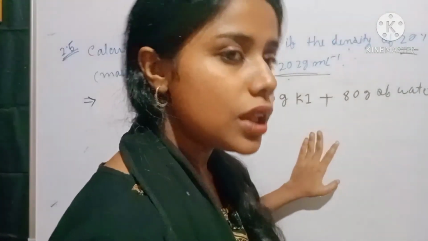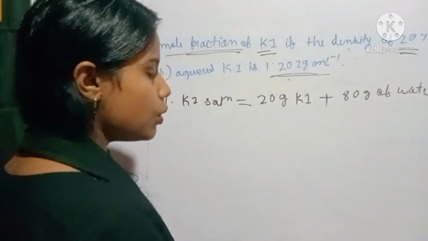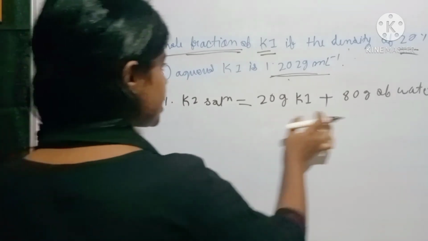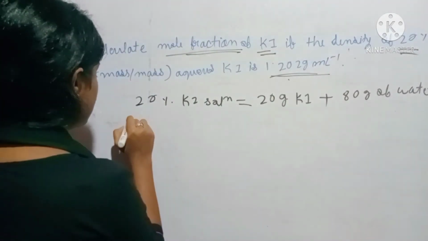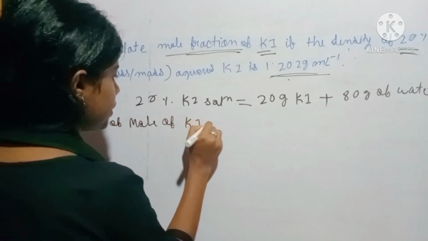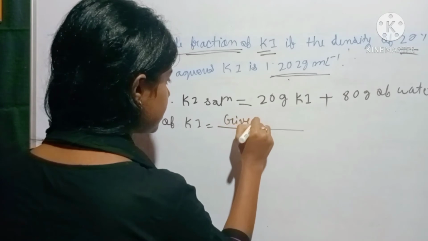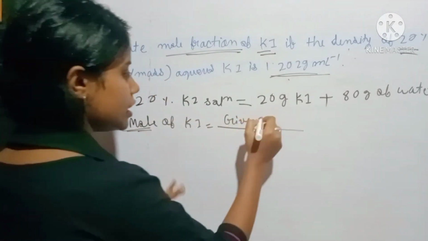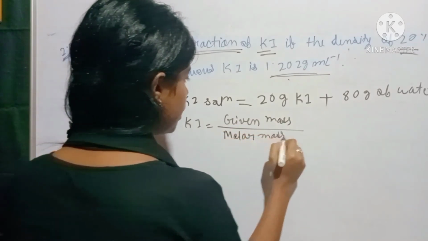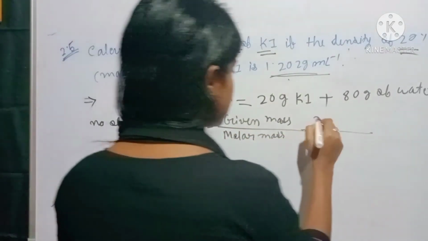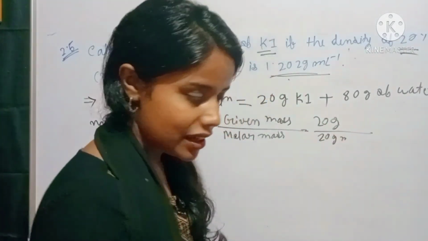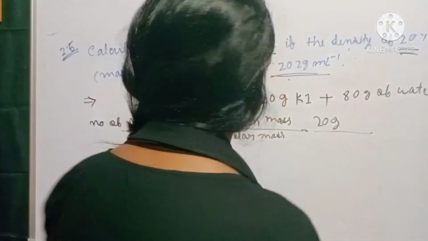Now we have to calculate the molar mass. In this way we get the moles, and from moles we can calculate the mole fraction. So the number of moles of KI equals given mass by molar mass. You must remember this formula. Here the given mass is 20 gram, and the molar mass we have to calculate.